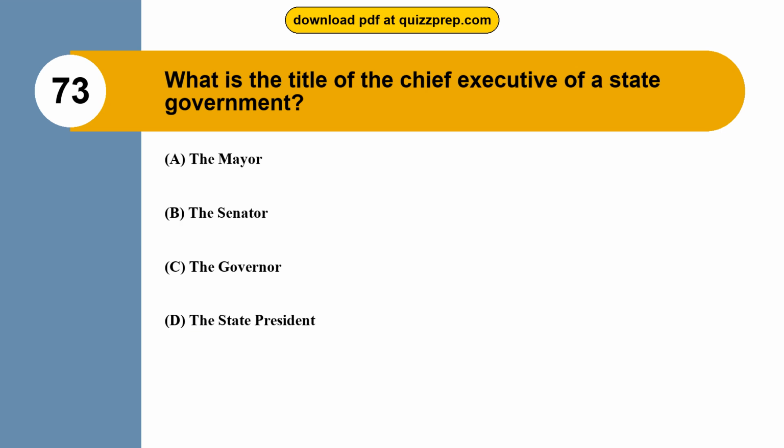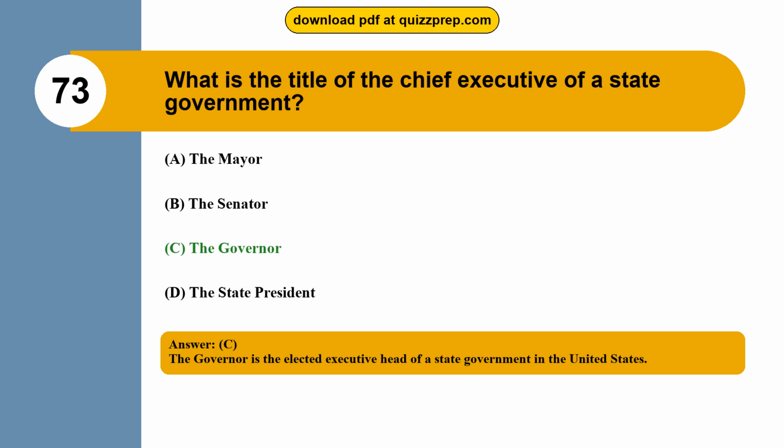Question 73. What is the title of the chief executive of a state government? Option A, the mayor. Option B, the senator. Option C, the governor. Option D, the state president. The correct answer is option C, the governor. The governor is the elected executive head of a state government in the United States.